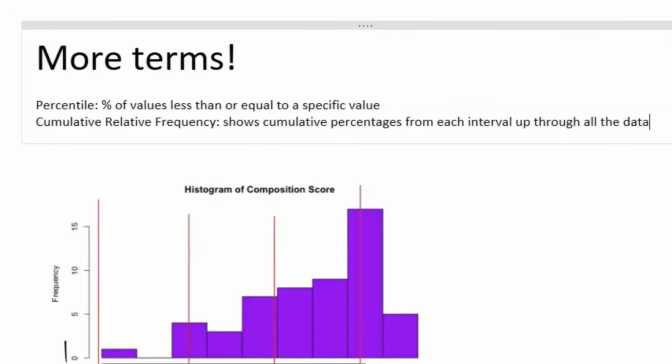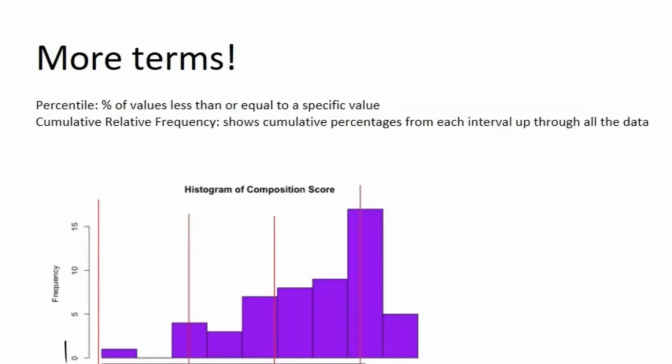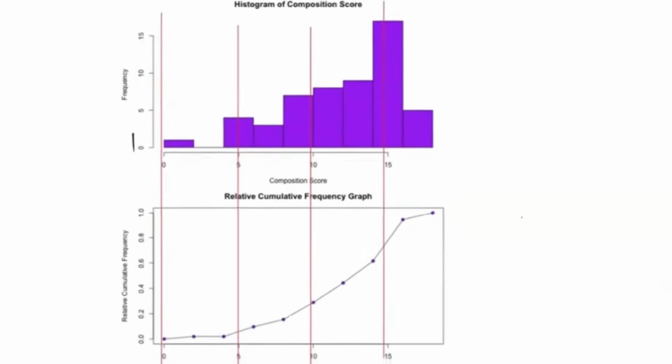All right, so to round off AP Stat Unit 1, we just have a couple more terms and then we'll get into normal distributions. The first is officially defining percentile. We did talk about it, but how I think you should think about it is that it is the percentage of values that are less than or equal to a specific value. And then we also have cumulative relative frequency. So that shows the cumulative percentages from each interval up through all the data. And here we have a visual.